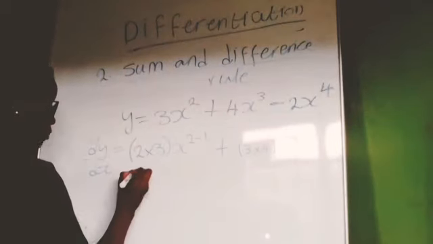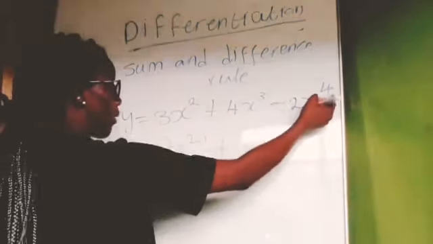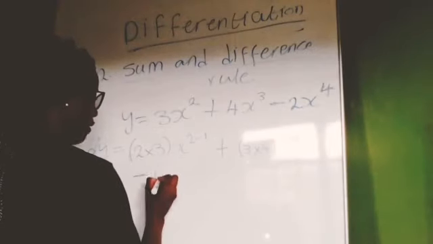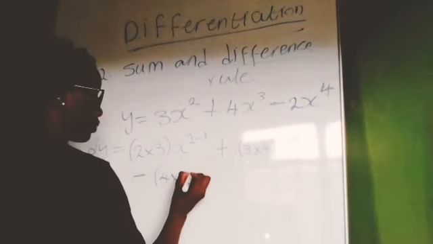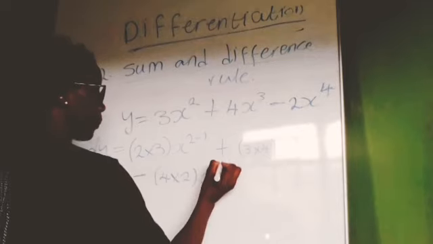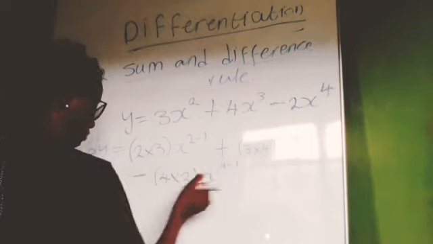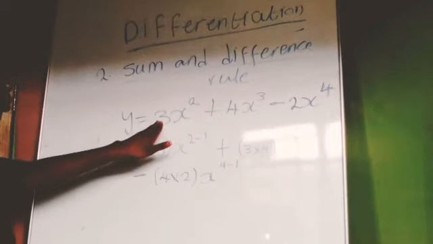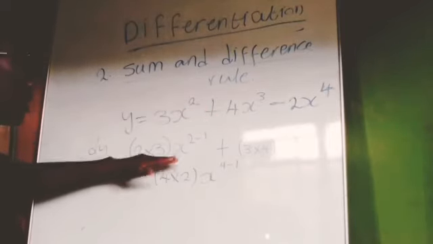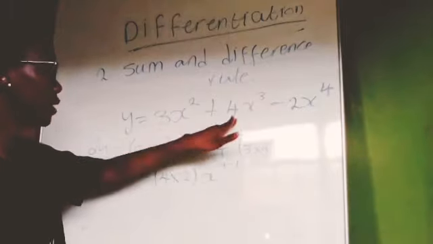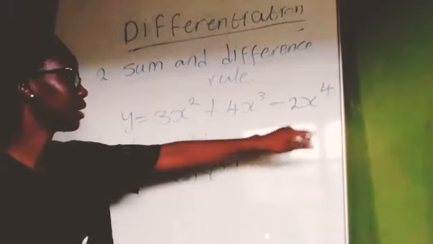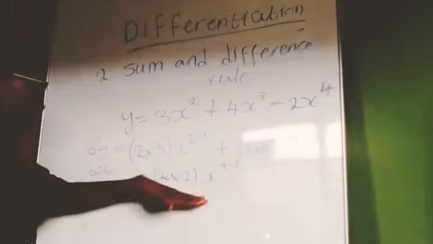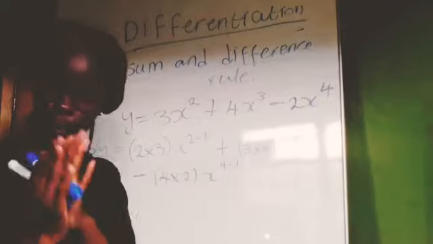Then the last one, so minus the power times the coefficient. So that's 4 times 2x, the power reduces by 1. Like that. So that's what we've done here. We're simply multiplying the power times the coefficient and reducing the power by 1. That's all we are doing.